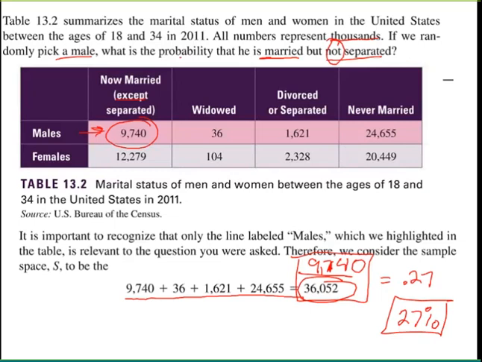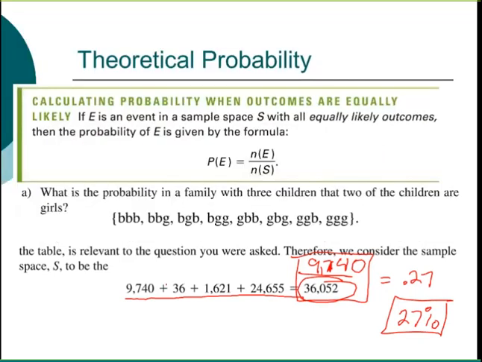It does say here that you are picking a male, and if it just said specifically a male that is now married out of the whole table, then we would have to have the total of everything. But it did say if we randomly pick a male, what's the chance that he is married? So it limits the table size. So be paying attention to the way that the questions read as you're working through these problems.